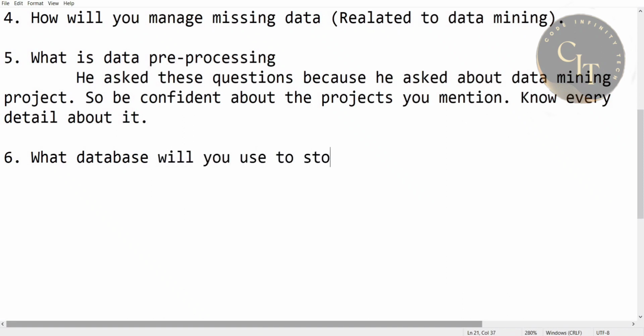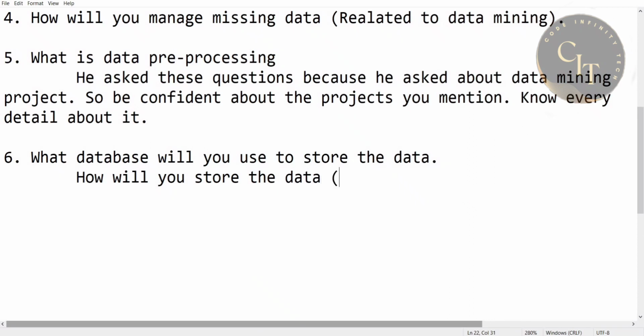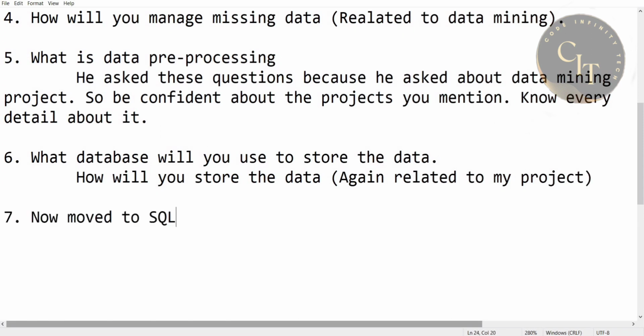And next question was, what database will you use to store the data? So again it was related to data mining, and again it was related to my project itself. So how will you store the data, where you have stored that data, all those things he asked about my project. And then he moved to another topic, SQL.